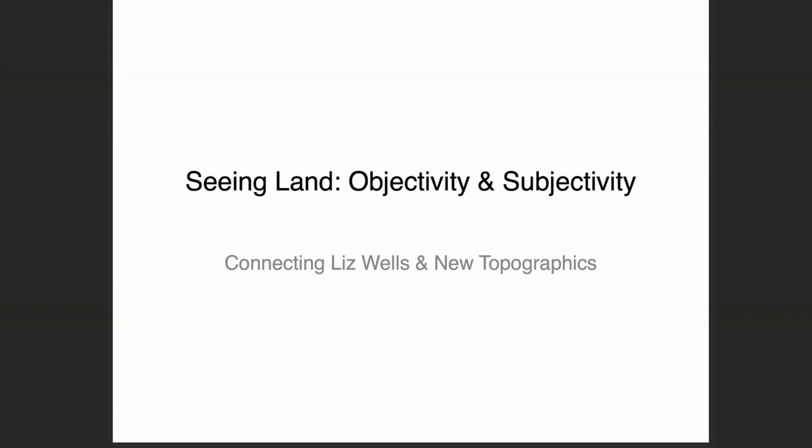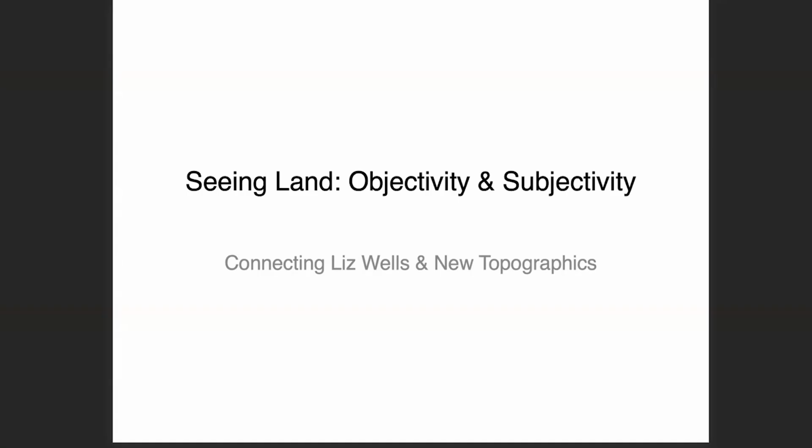This lecture is called Seeing Land, Objectivity and Subjectivity, where we are connecting our reading from Liz Wells to the New Topographics, A Man-Altered Landscape from the 1970s. When we photograph the land, we're not just recording what it looks like, we're shaping how it's understood.